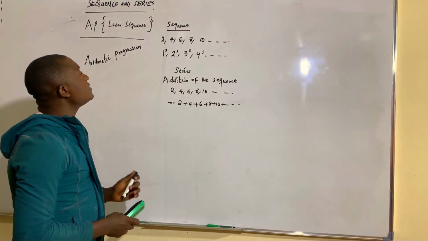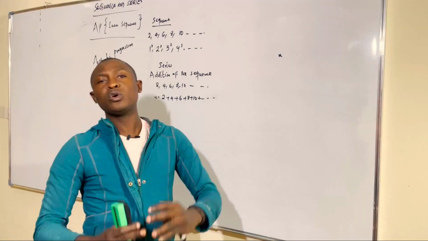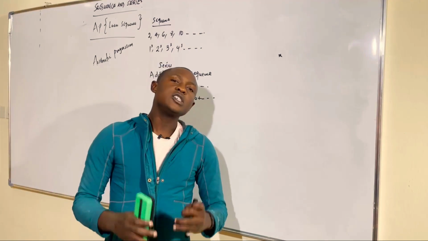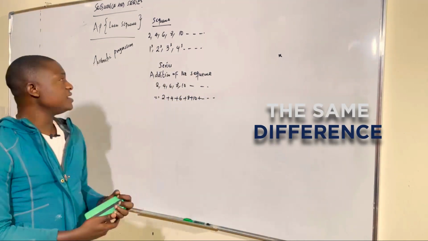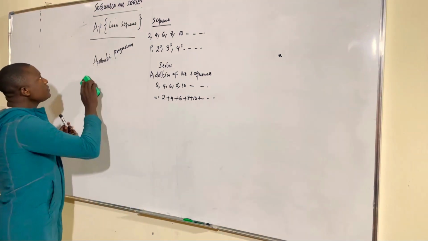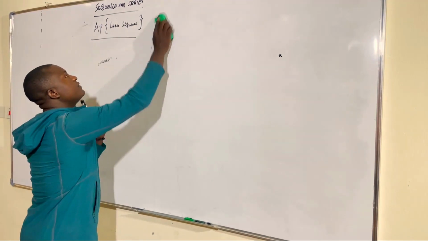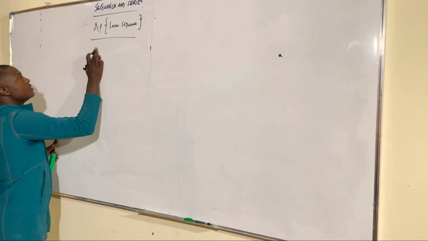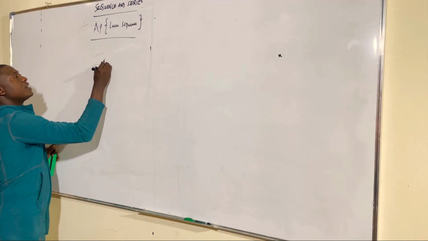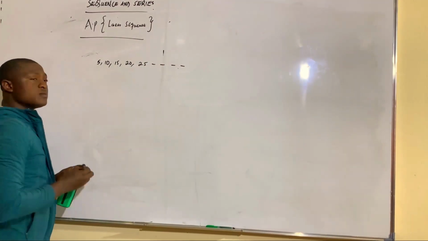Now, how can we identify arithmetic progression, or what do we mean by arithmetic progression itself? It's when we have terms that have the same difference. Let's say we have 5, 10, 15, 20, 25. Let's say we have something like this.